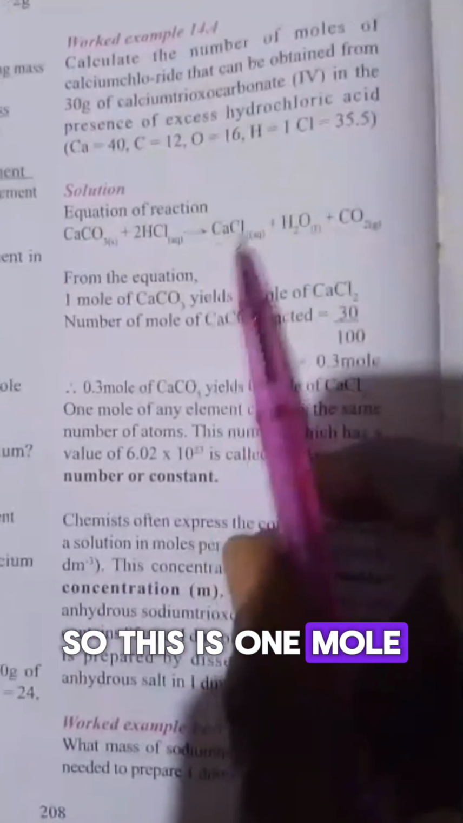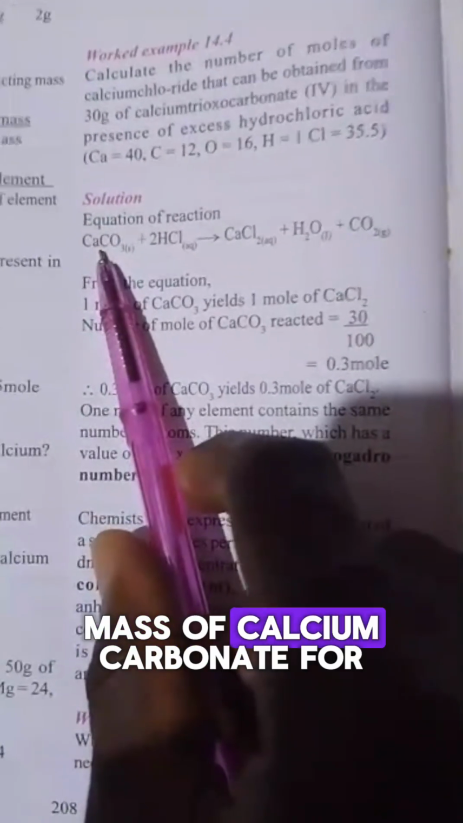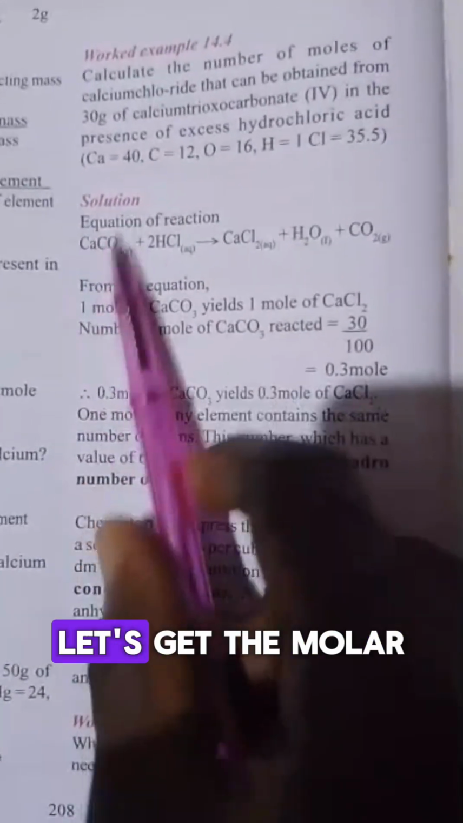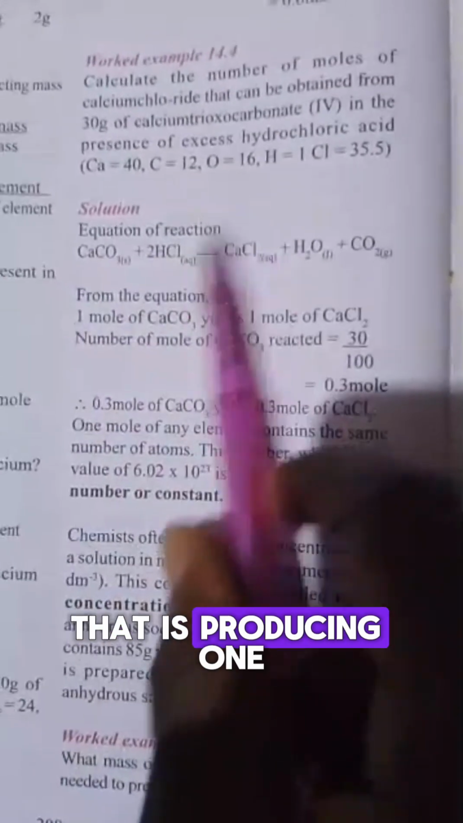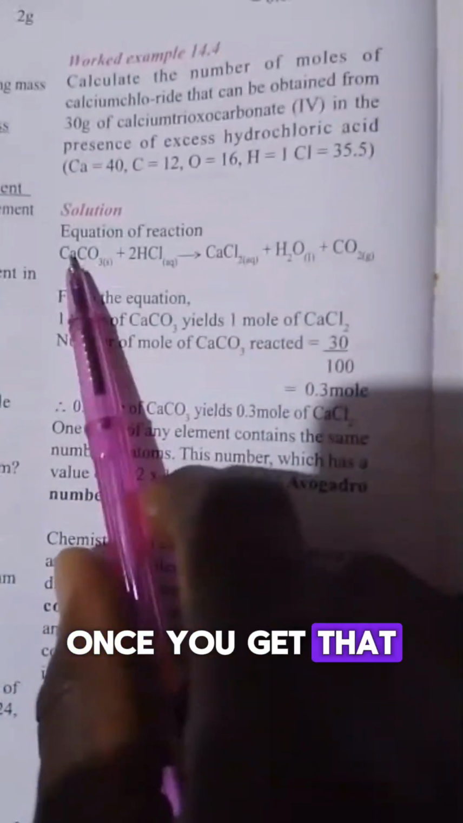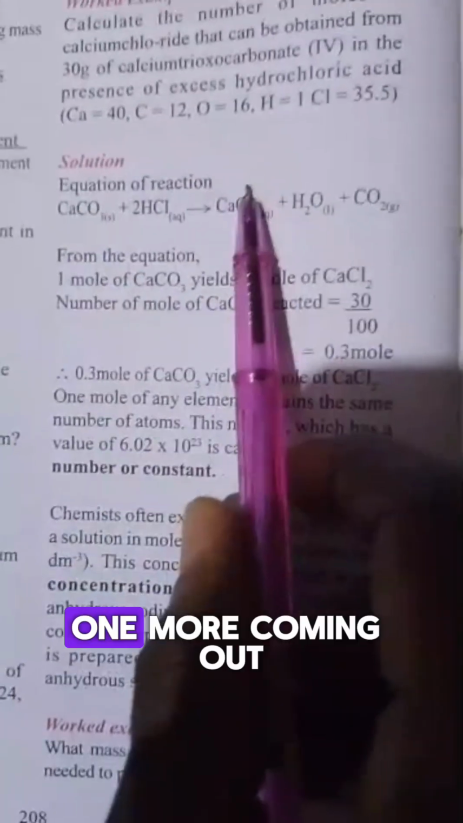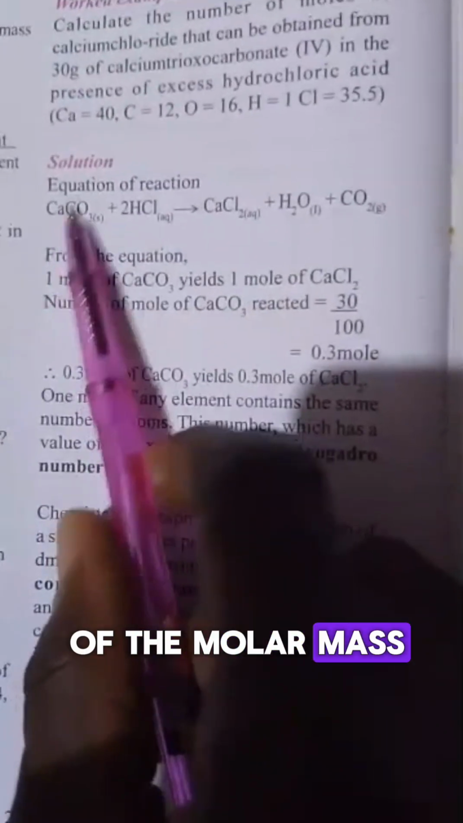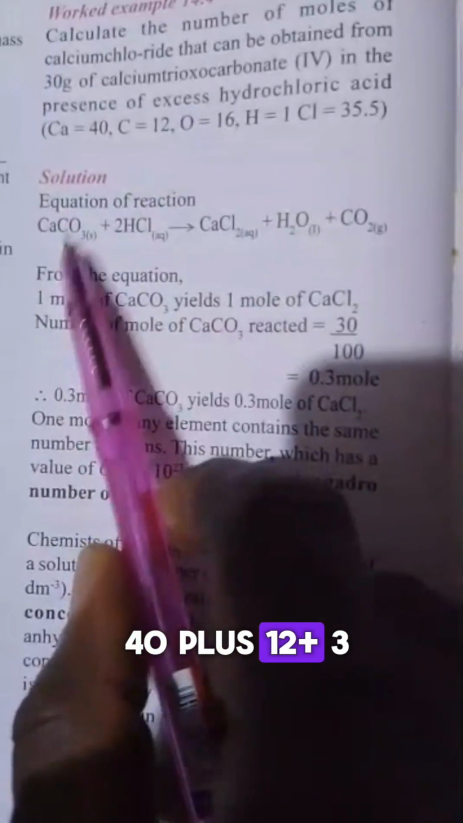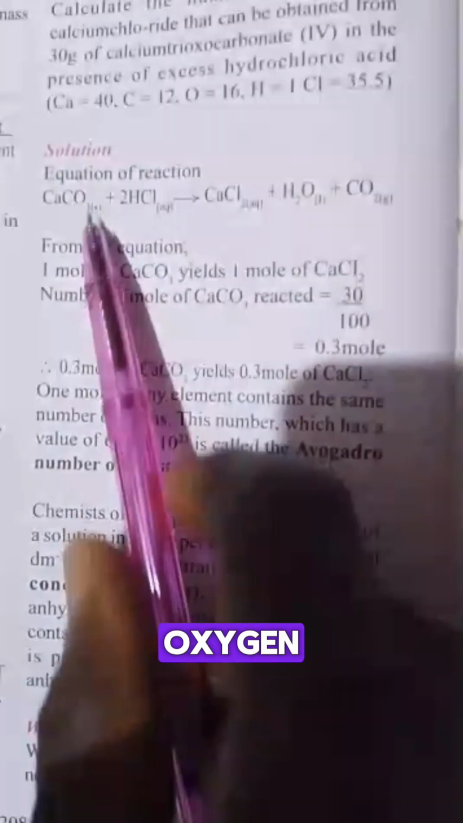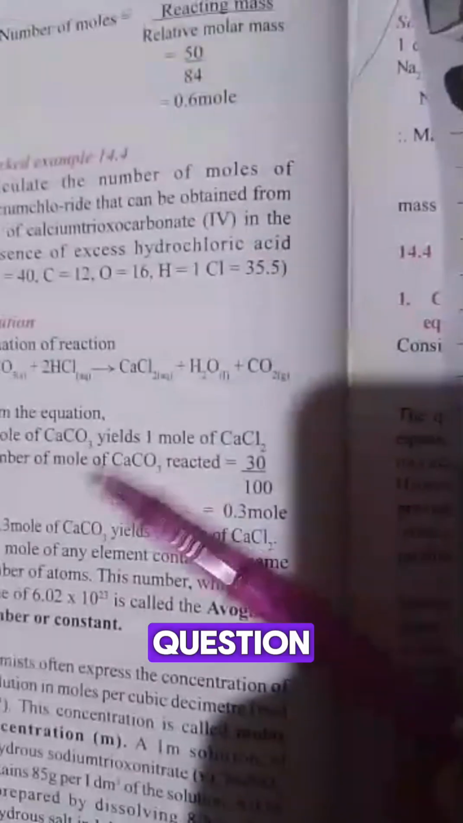So this is 1 mole obtained from the molar mass of calcium trioxocarbonate(IV). Let's get the molar mass of this that is producing 1 mole of this. Once you get that molar mass, then break it down to 30 grams to give you the number of moles that comes out of 30 grams. As it is right now, we have 1 mole coming out of the molar mass of this. This is going to be 40 plus 12 plus 3 times 16 oxygen. Right, so let's conclude this question.